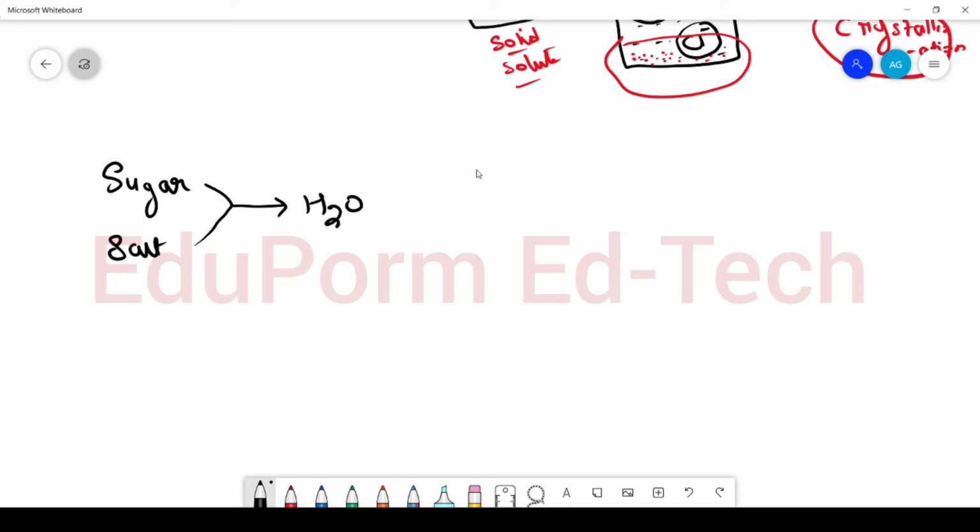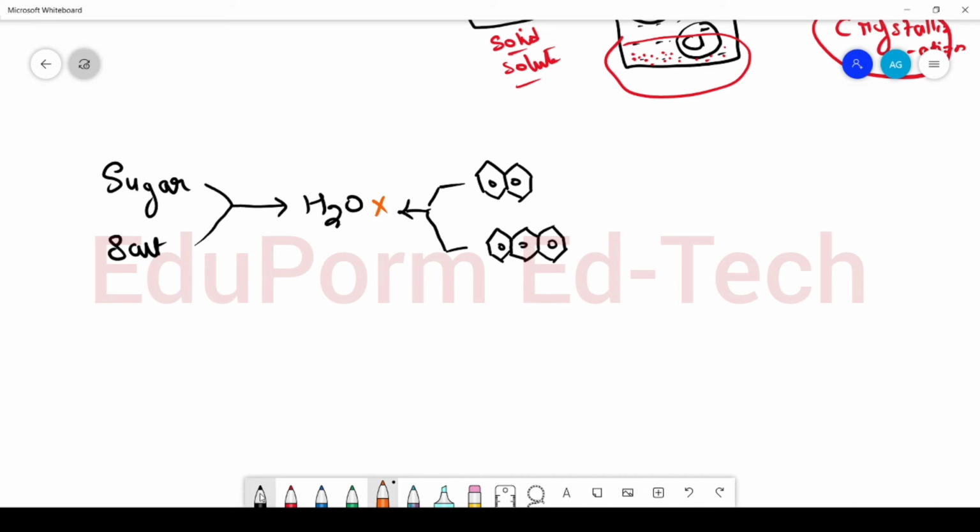But if I have naphthalene, or if I have anthracene, both naphthalene as well as anthracene are insoluble in water. Both of them are insoluble in water. That means they will not dissolve in water.